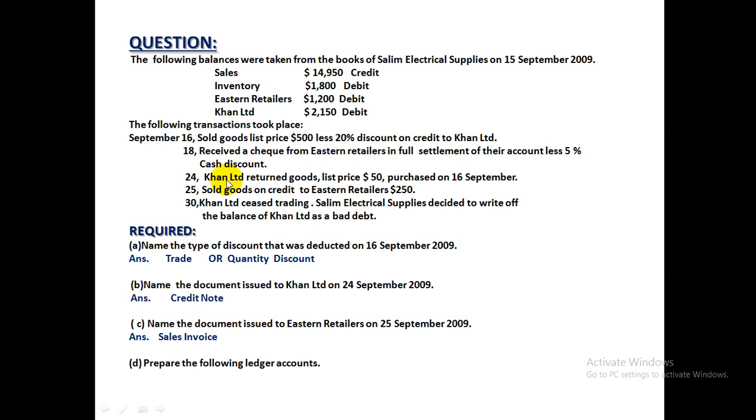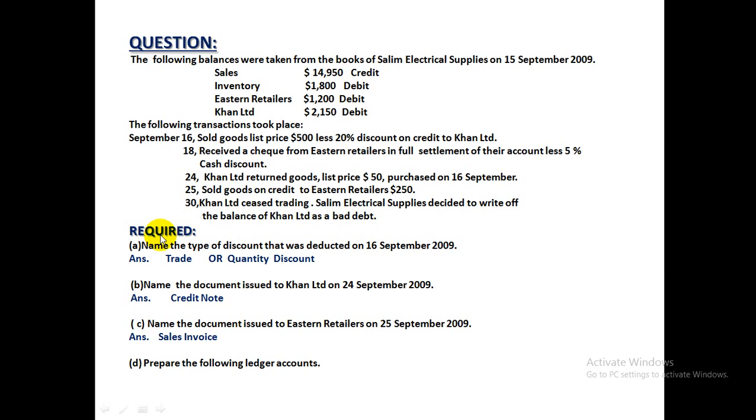On 24th September, Khan Limited returned us goods of $50. We should keep in mind we had sold them the goods on 20% discount. 25th September, sold goods on credit to Eastern Retailers. Khan Limited ceased trading. Salim Electrical Supplies decided to write off the balance of Khan Limited as a bad debt.